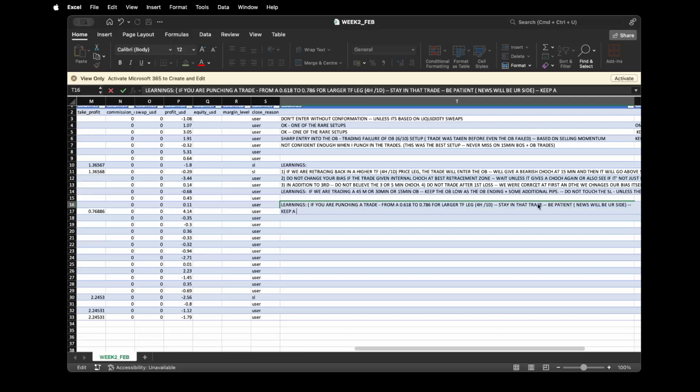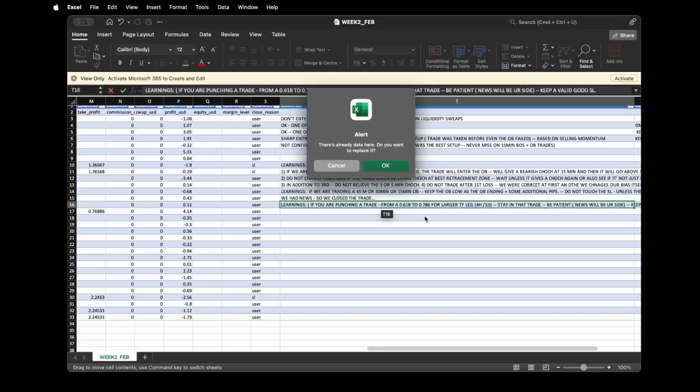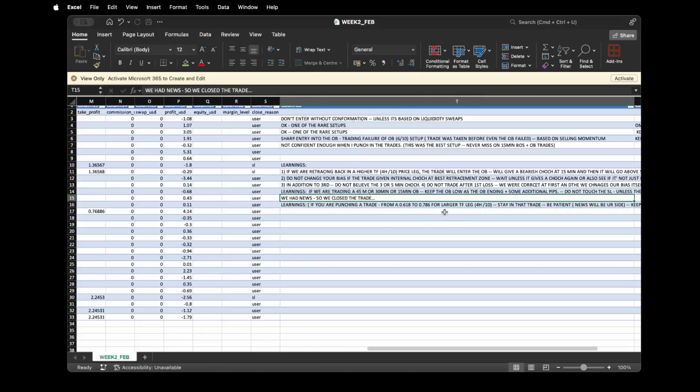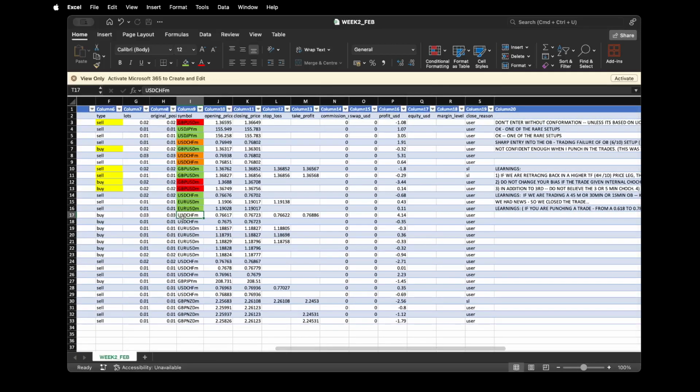Keep a valid good SL. I've missed many trades now because of this particular logic. So we had news, so we closed the trade. But the learning was, if we are punching in at a good retracement zone of a larger time frame leg, then please stay in it. It will give you huge profits, man. It will give you huge profits.